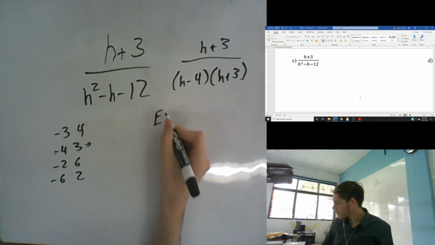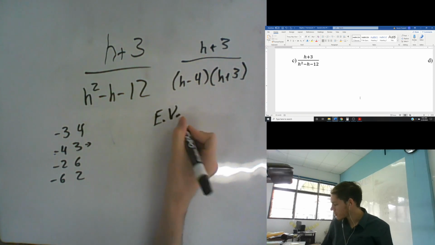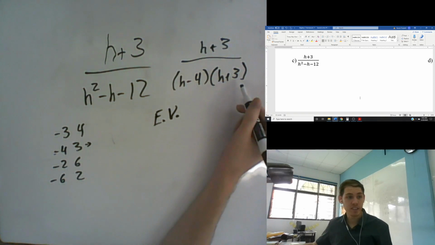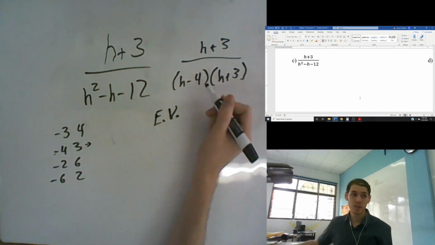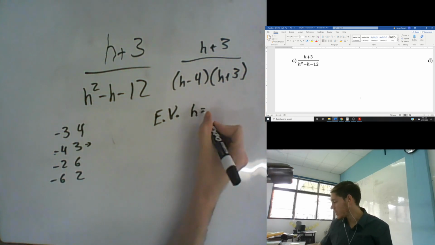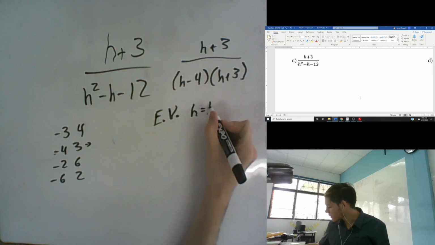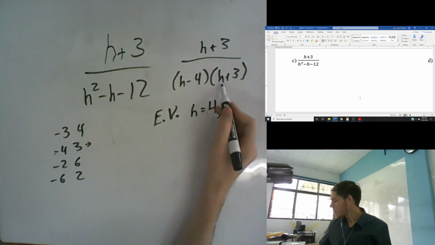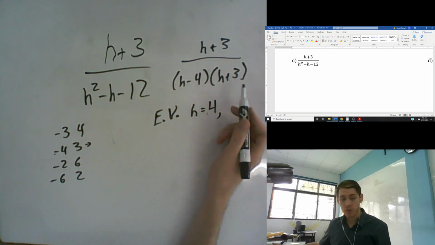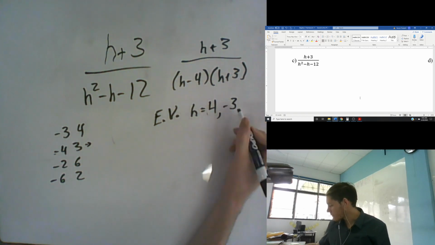Our excluded value is going to be pretty clear. Set the bottom equal to 0. So h minus 4 equals 0, so h equals 4. And h plus 3 equals 0, so h equals negative 3.